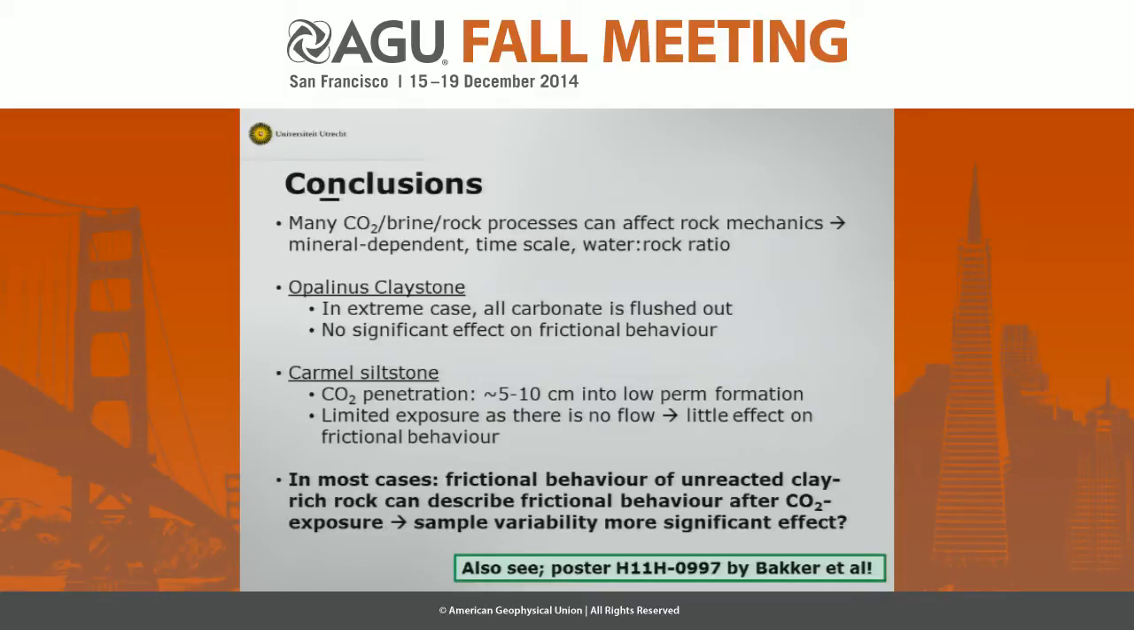But overall, I think we conclude that there are quite a number of different CO₂ brine rock interactions that can affect mechanical properties. They all depend on the type of minerals, the time scale, as well as the water-rock ratio. For most cases, we don't really see much exposure, not even if we try to model it in a worst-case scenario, and therefore there's not really much effect on the frictional behavior. So it is suggested that the frictional behavior of unreacted clay-rich rock can describe actually the frictional behavior of CO₂-exposed rock. And maybe sample variability may be more significant than the effect of exposure.